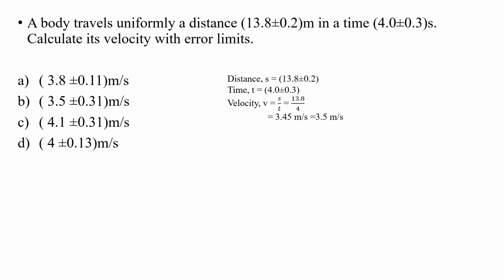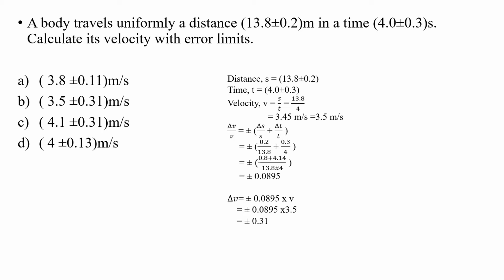So from the question you can pick up the data: distance s is given as 13.8 plus or minus 0.2, time t is given as 4 plus or minus 0.3, where velocity will be equal to distance by time, that is s by t. Substituting s as 13.8 and t as 4, you get the answer as 3.45 meter per second, which is approximately taken as 3.5 meter per second. Here you find the velocity. Next, you have to find out the velocity with the error limits.